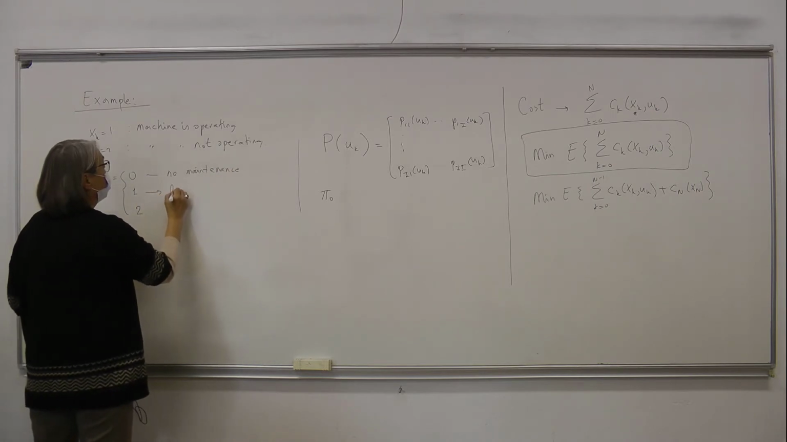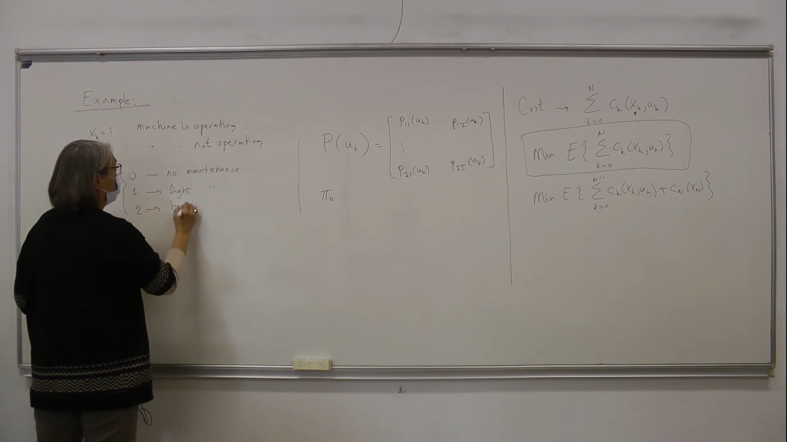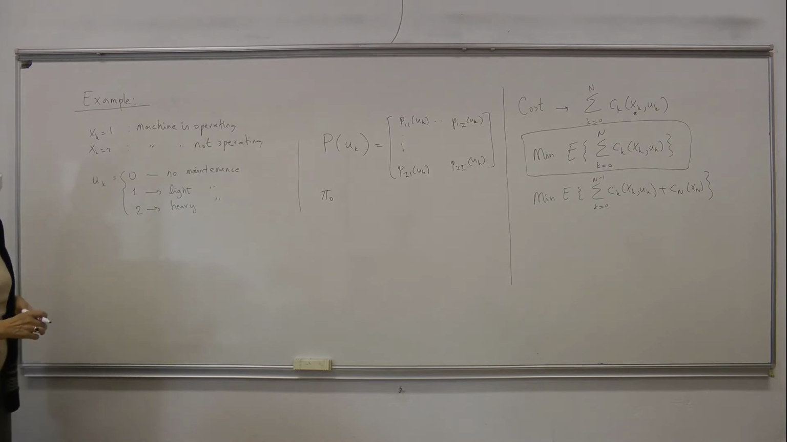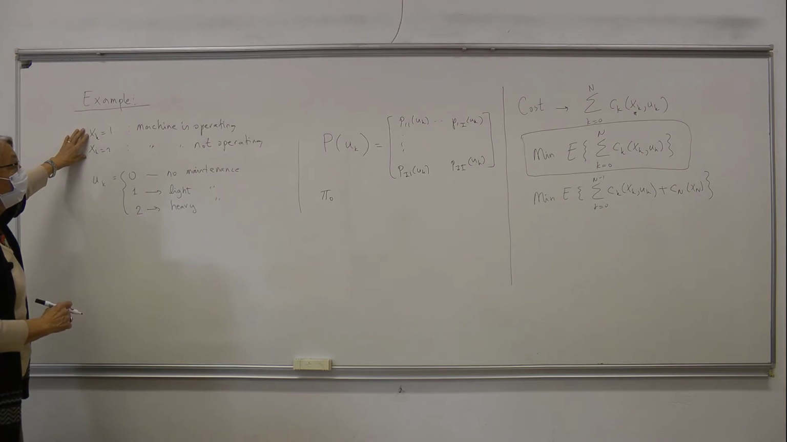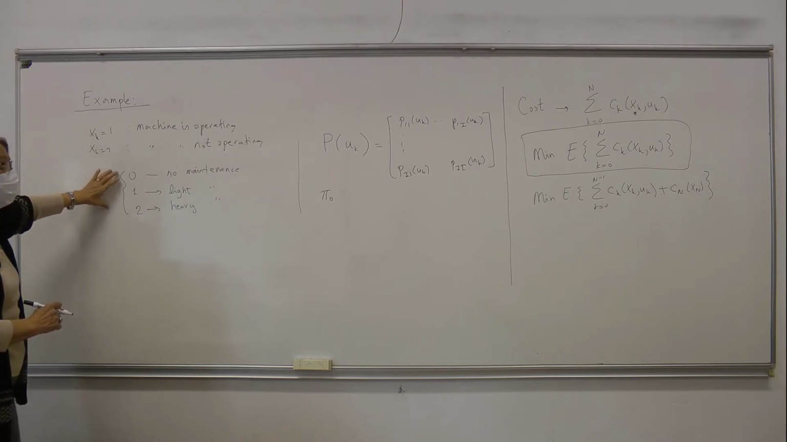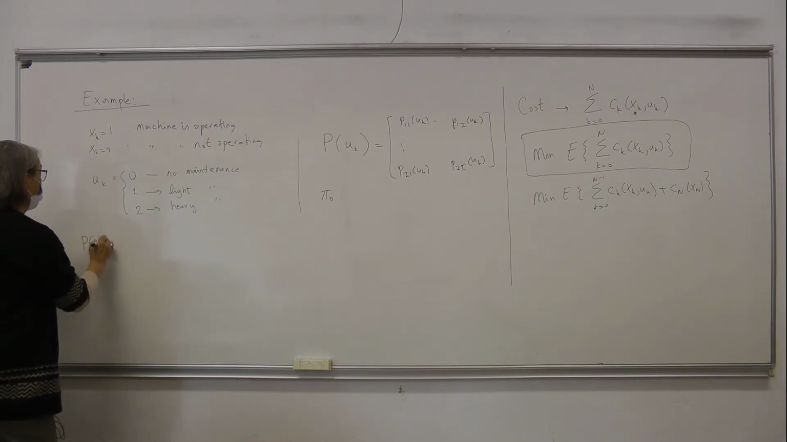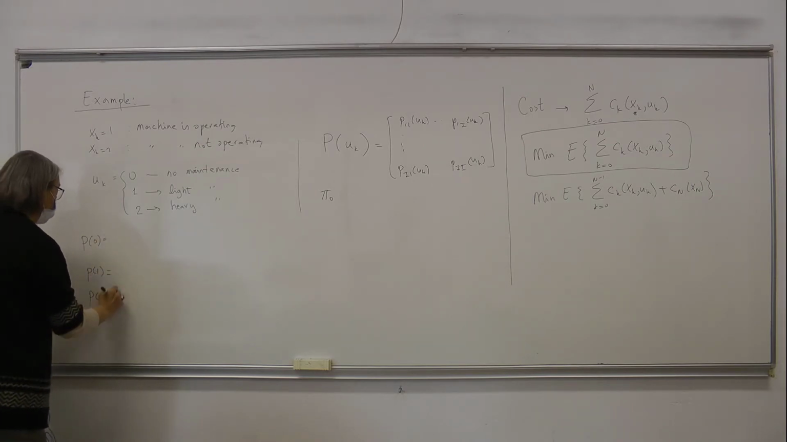And 1 means light maintenance, and 2 means heavy maintenance. Of course, they all have some costs related with that one. And then we have to define what our machine transition probability matrix is for those 3 uk values. In other words, we have to define what P of 0 is, and P of 1 is, and P of 2 is. Okay?